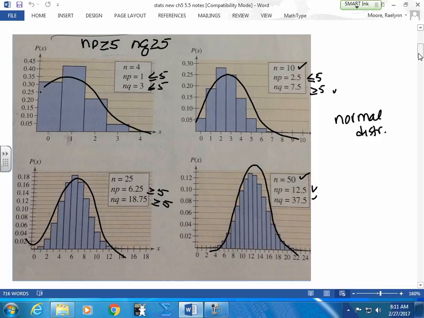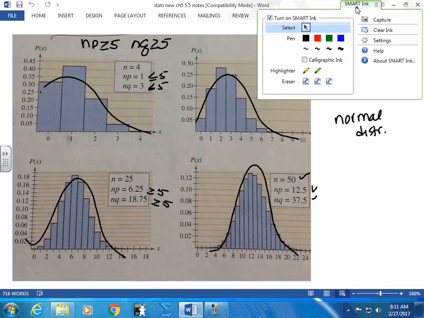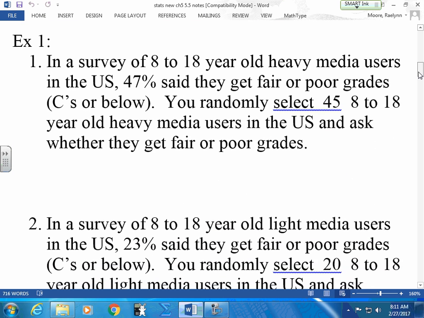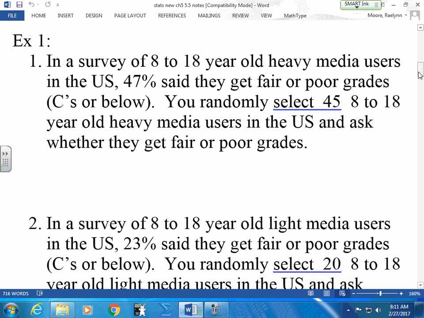Okay? So that's why we do all this. That's why we do that test, just so that you have a good understanding of why we do that test. And all we have to do, we're not graphing anything, we're just doing two little things. N times p is greater than or equal to 5, n times q is greater than or equal to 5.